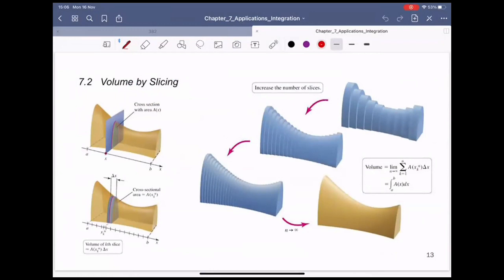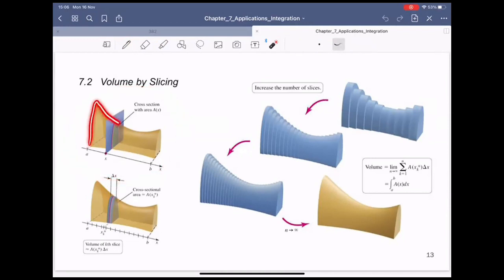All right, so section 7.2, volume by slicing. The idea of this section is we are going to find the volume of a solid. The solid we are interested in is one where, when you cut it perpendicular to the x or y axis, you get a cross section with the same shape all the time.